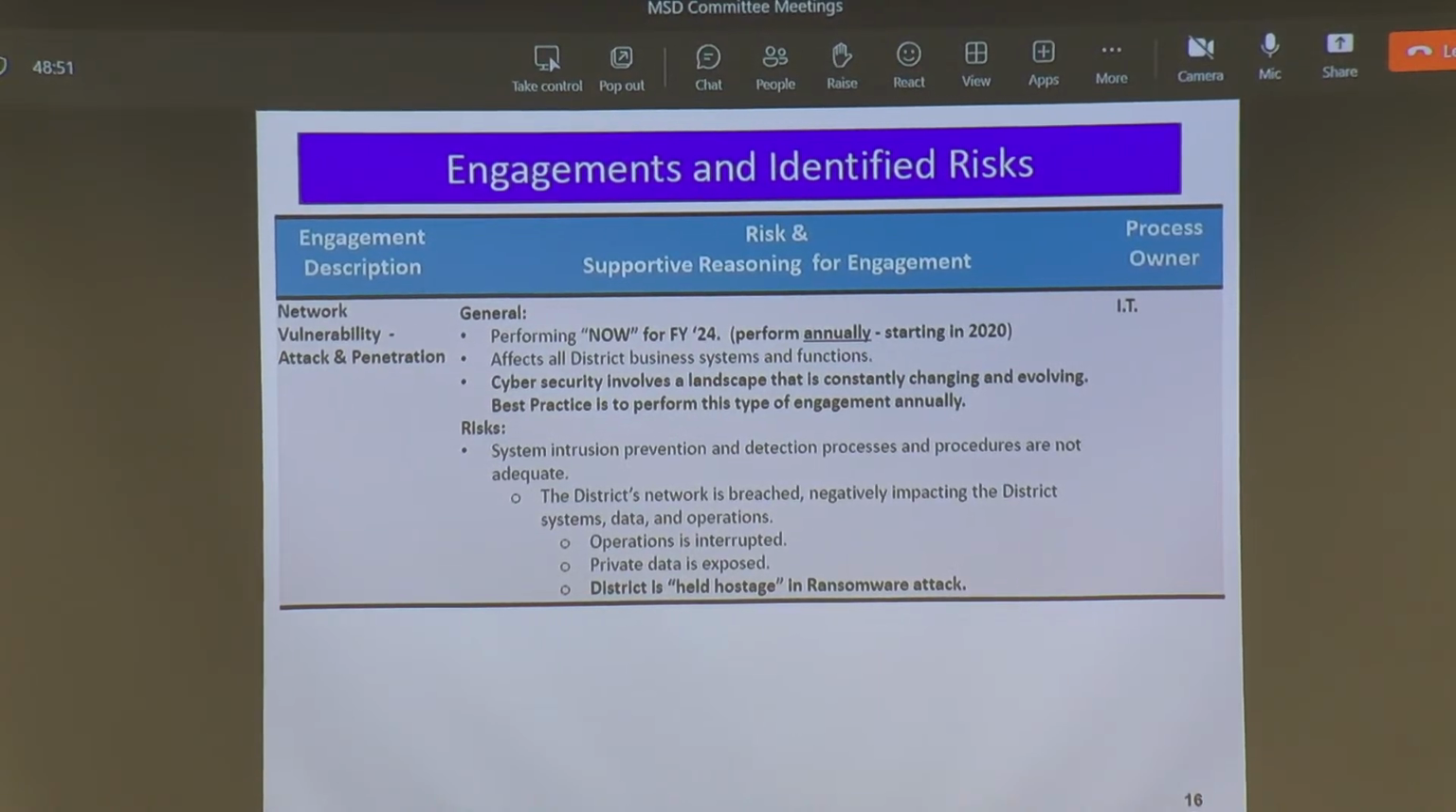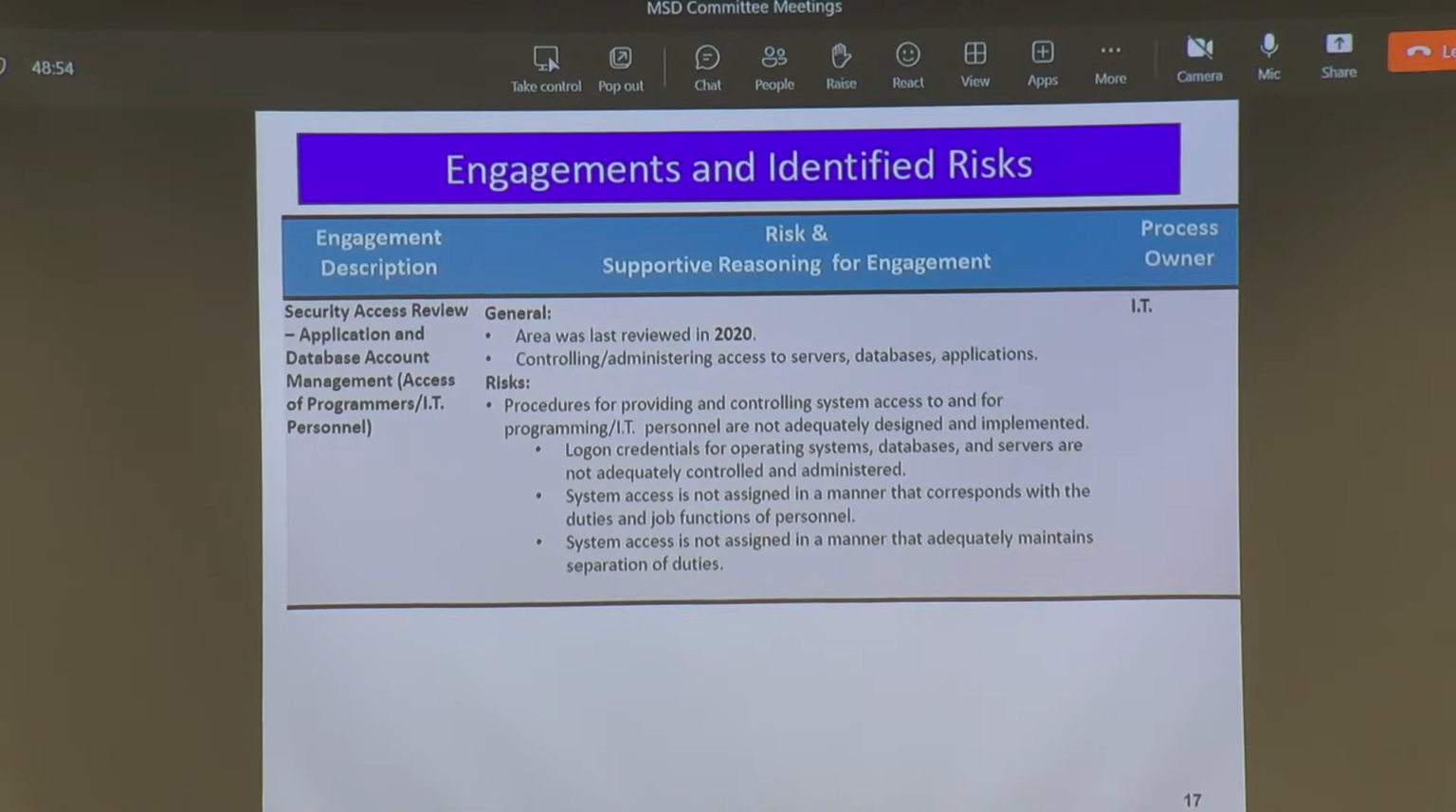Any questions? Next audit is security access review, application and database account management. That's a lot of words. That's an IT audit as well. Basically the purpose of this audit is to make sure the access of the IT personnel to the various systems, databases and servers is proper. Make sure that's being properly controlled and administered, that it aligns with their job duties, that they don't have too much access, and that they don't have too many super users, so to speak. I think it's really important, especially with the implementation of Fusion just recently, because things shift around when we have an implementation. So we want to make sure everything's okay.